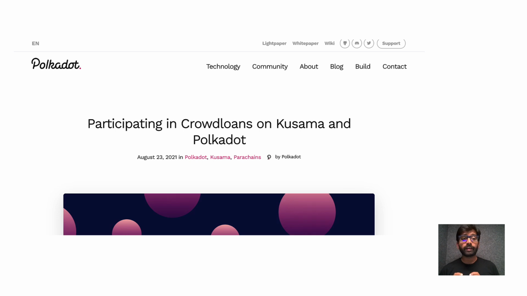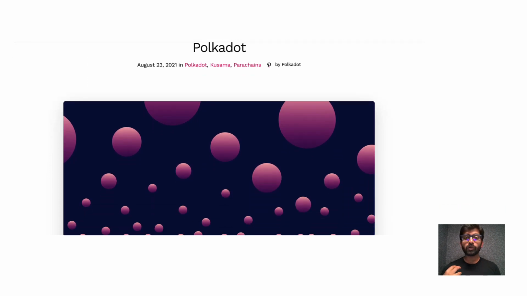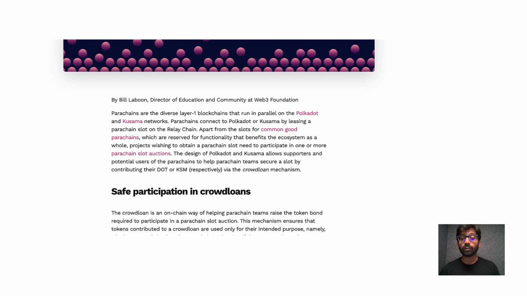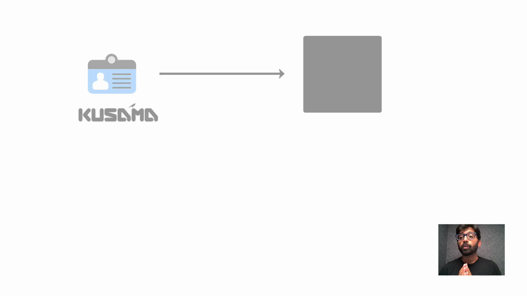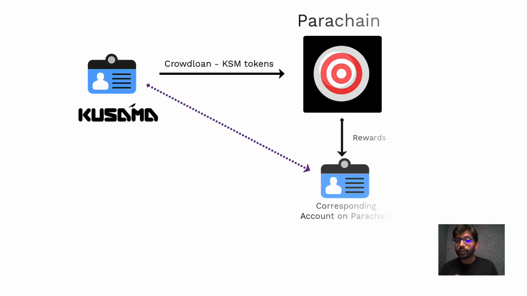A popular use case for account portability is the permissionless and anonymous participation in crowdloans. Those of you who participated in crowdloan campaigns of winning parachains would have noticed that the promised rewards got delivered to the corresponding blockchain address of the account with which you contributed the tokens.